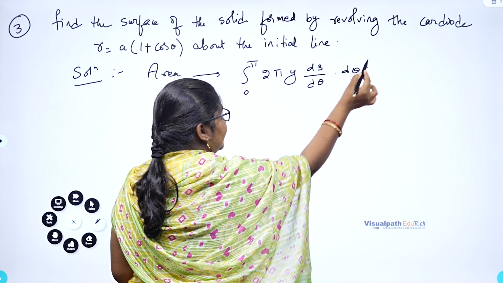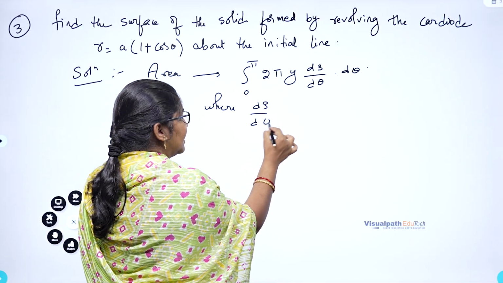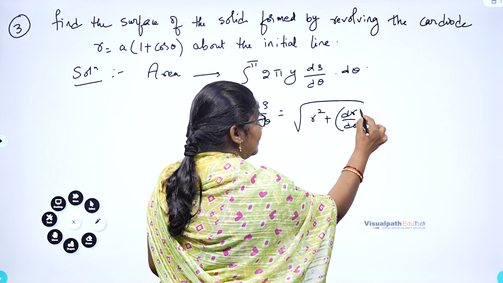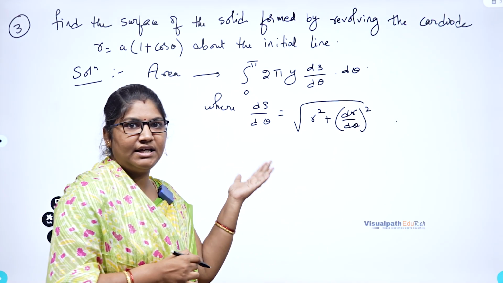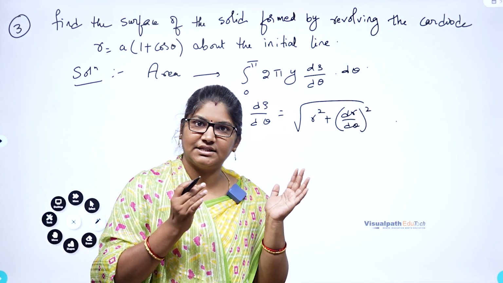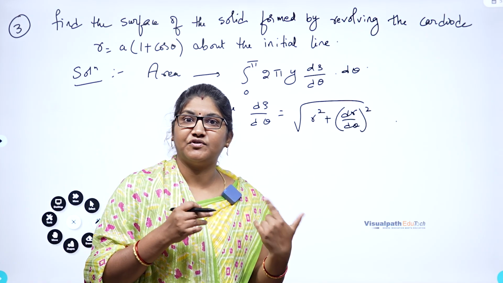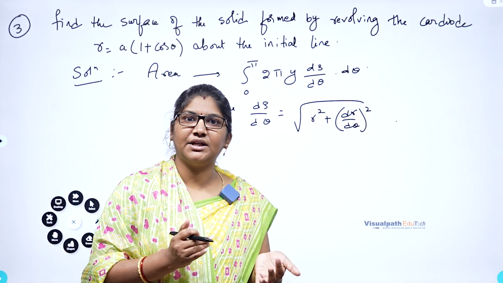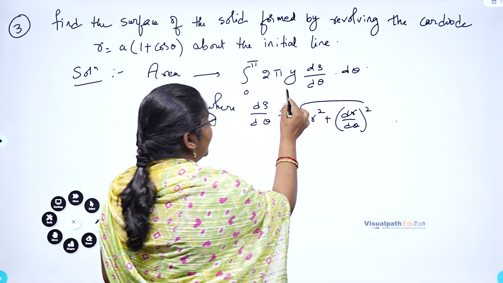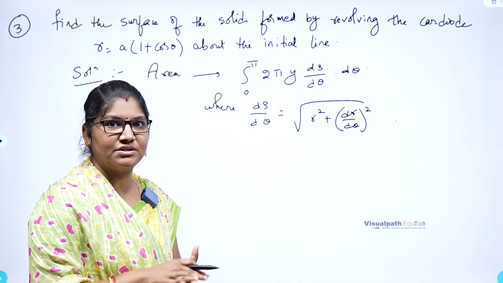d theta, where ds by d theta is equal to under root r square plus (dr by d theta) whole square. Already in our introduction I gave you clarification: whether it is the Cartesian equation, polar equation, or parametric equation, we have to observe in our question, and according to that only we have to apply the formula. Here, y value is not given.